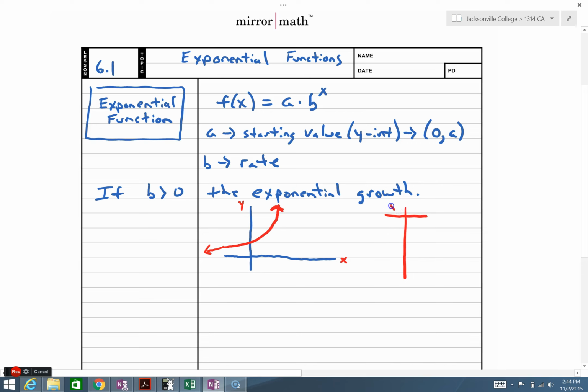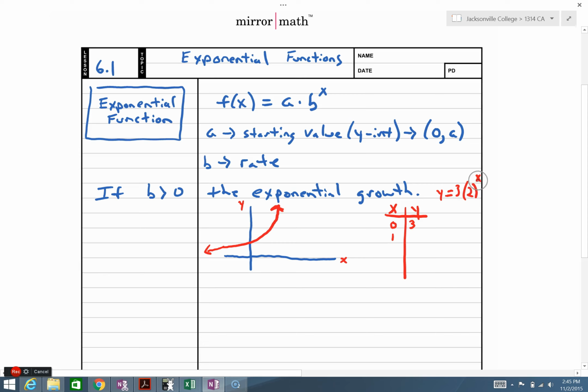Looking at a table, it'll look like this, x and y. Let's take, for an example, y is equal to 3 times 2 to the x power. Well, we see this a value here is 3. That is the starting value. That is, if I substitute 0 for x, the output would be 3. Substituting 0, 2 to the 0 is 1, 3 times 1 is 3.